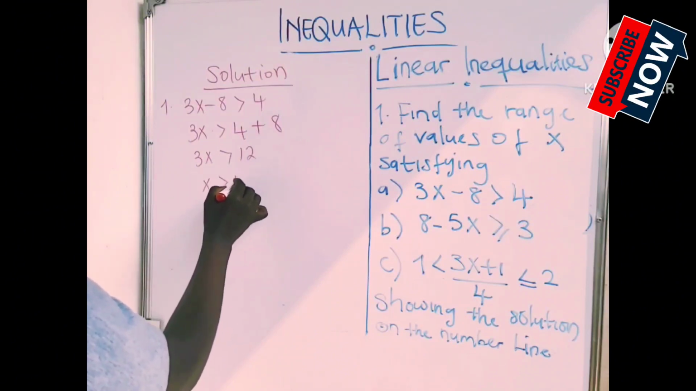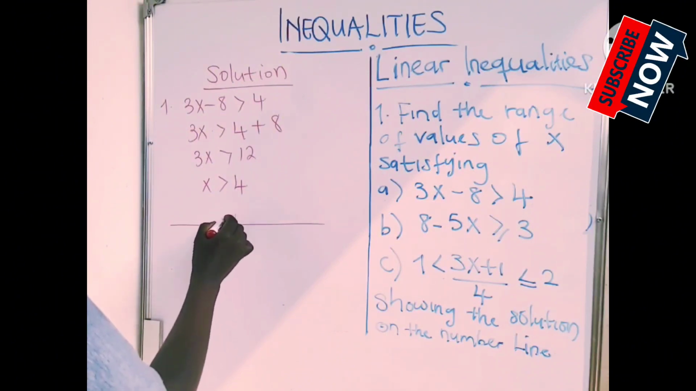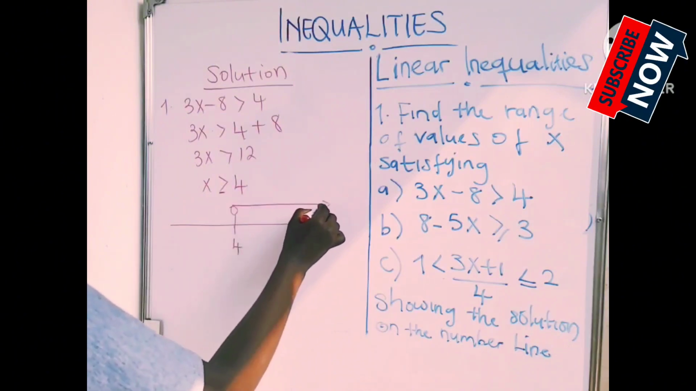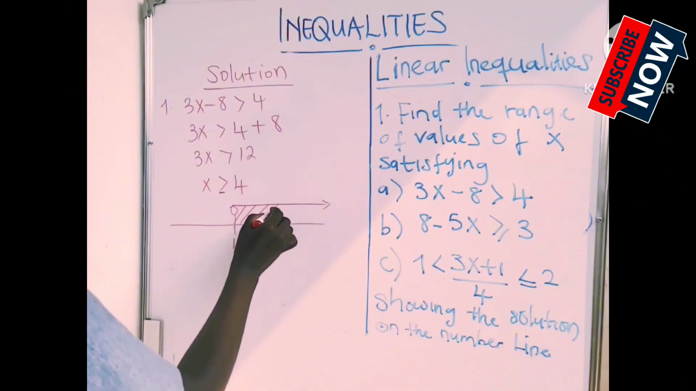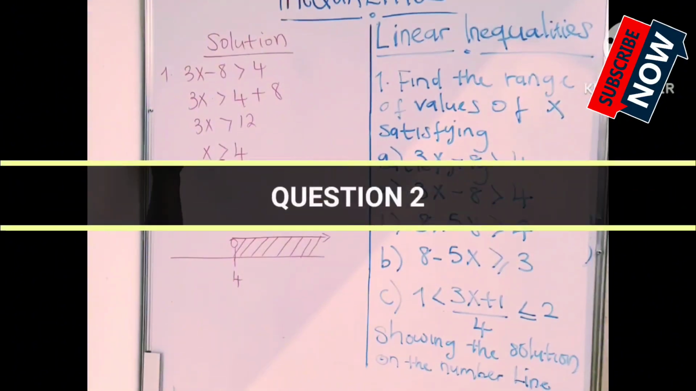Now, after you've made x the subject of your inequality, you go ahead and represent your answer on the number line. There are two ways of representing values on the number line. When the value is strictly greater than or strictly less than, meaning it's not included in the range, an open circle is used.